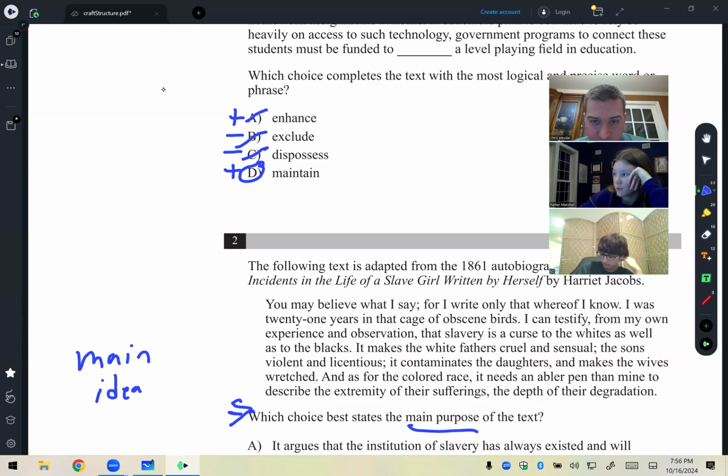You may believe what I say, for I write only that whereof I know. I was 21 years in that cage of obscene birds. I can testify from my own experience and observation that slavery is a curse to the whites as well as to the blacks. It makes the white fathers cruel and sensual, the sons violent and licentious. Licentious just means lascivious. It contaminates the daughters and makes the wives wretched. And as for the colored race, it needs an abler pen than mine to describe the extremity of their sufferings, the depth of their degradation.